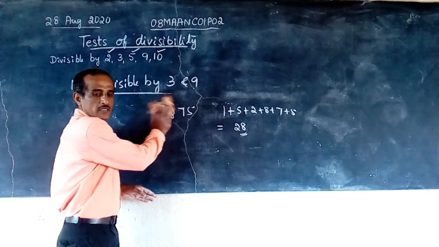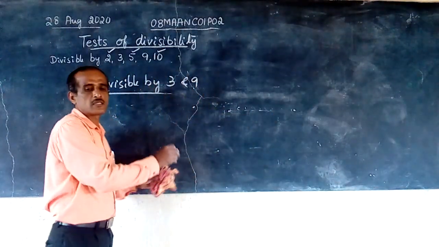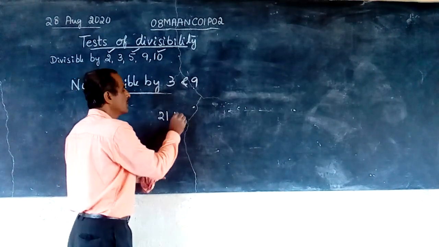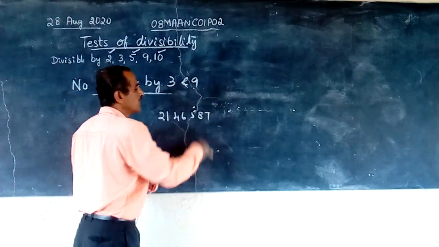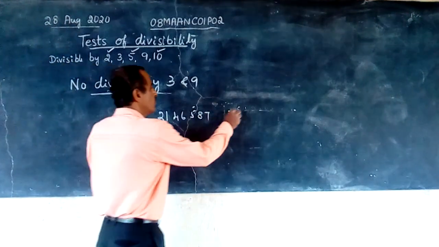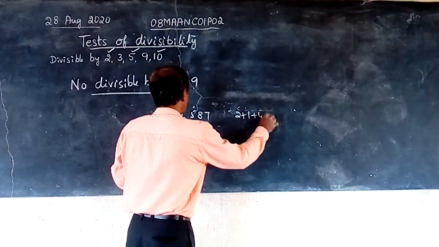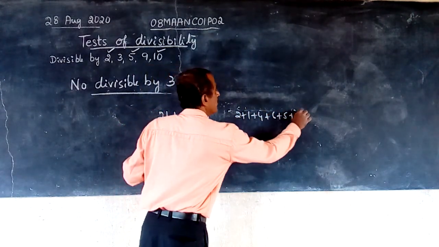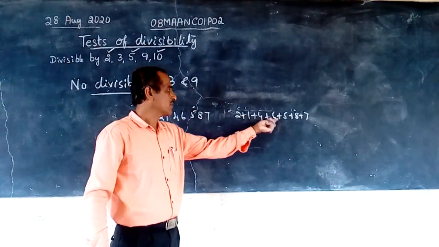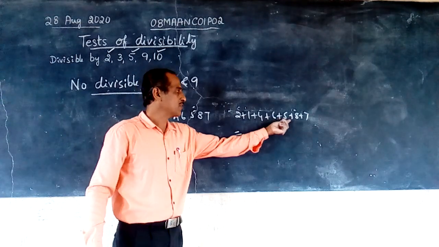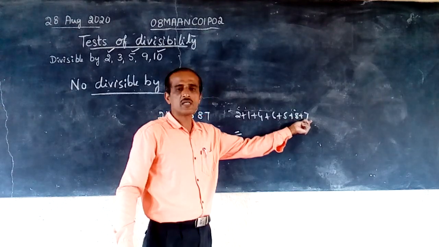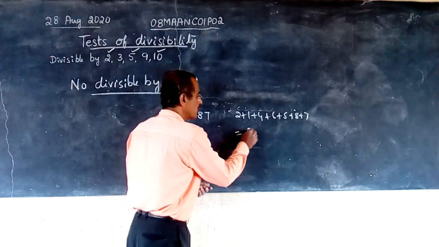Okay. Next, I will write one more number. Look at this, for example 2,14,65,87. Look at this number. Whether this is divisible by 3 or not. Let us check. 2 plus 1 plus 4 plus 6 plus 5 plus 8 plus 7. What is the sum of this? 2 plus 1 is 3, 3 plus 4 is 7, 7 plus 6 is 13, 13 plus 5 is 18, 18 plus 8 is 26, 26 plus 7 is 33.